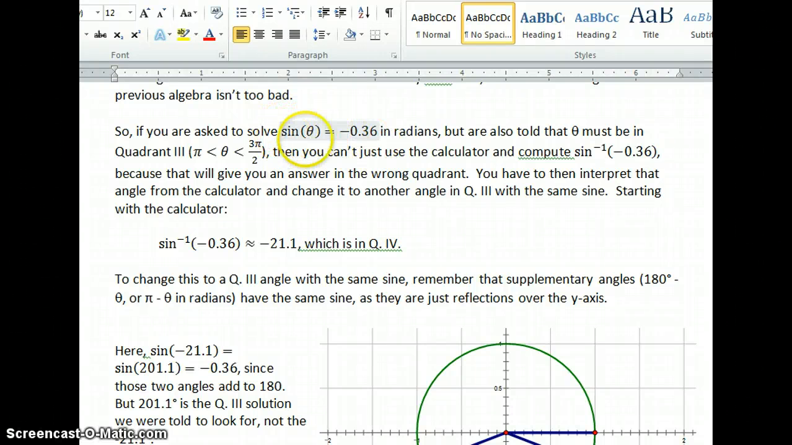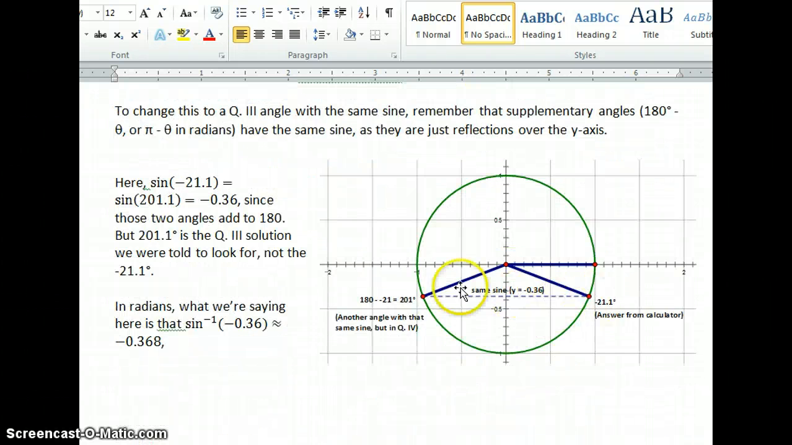For every sine value, if this sine value is negative 0.36, there's actually two angles in the unit circle that have that same sine value. They look like this. This is gone over in the notes. Or if you had some cosine value and you had to find the inverse cosine, every cosine has two angles that could go with it. So we're going to talk about how to find the one that might not necessarily be the easy, friendly one that comes out of the calculator, or how to generalize: how do we get all of the solutions that always have the same sign?